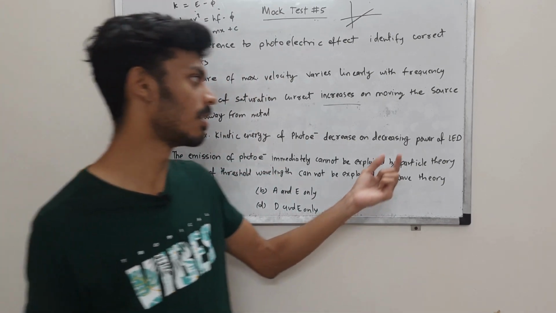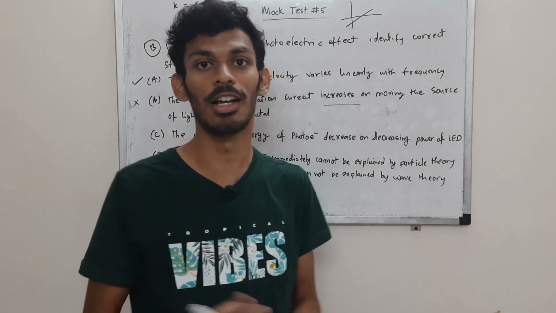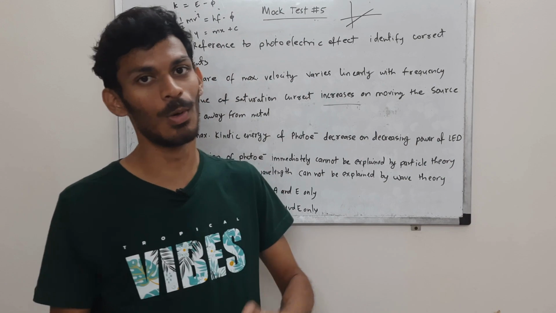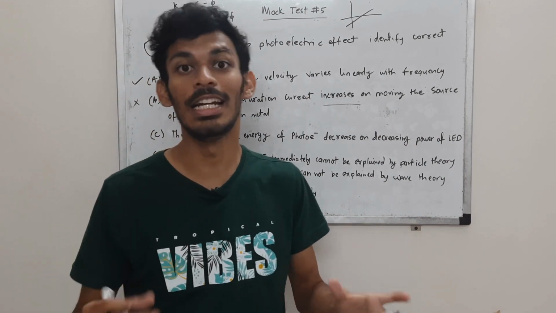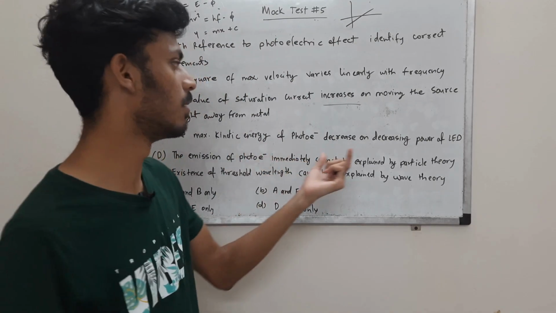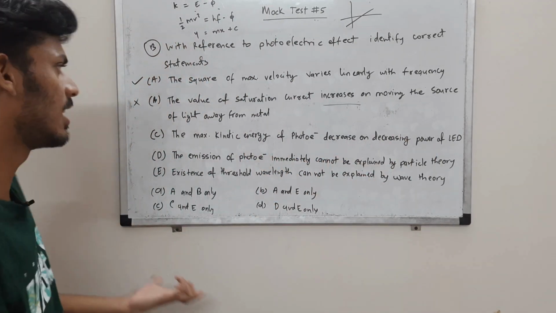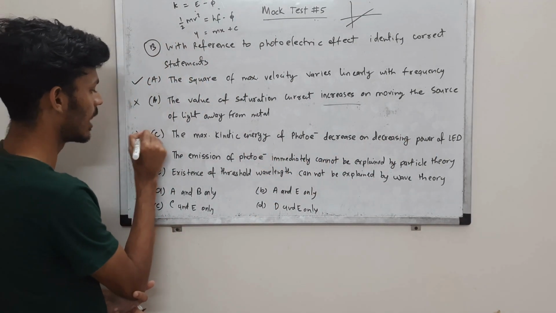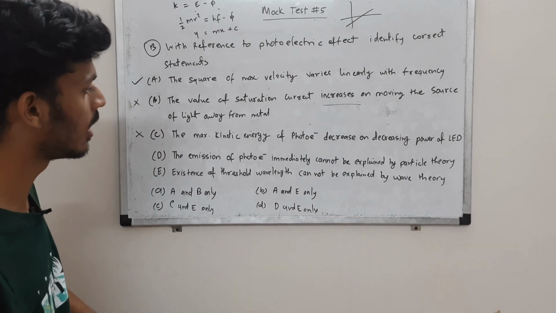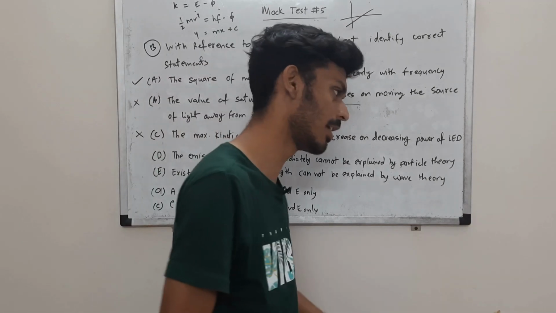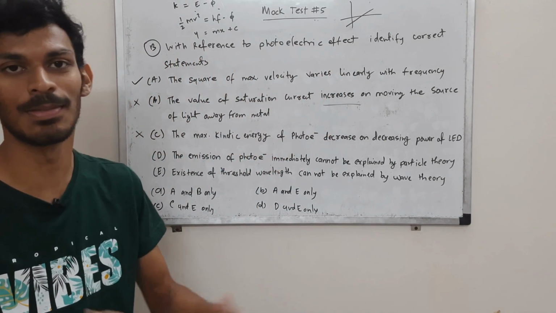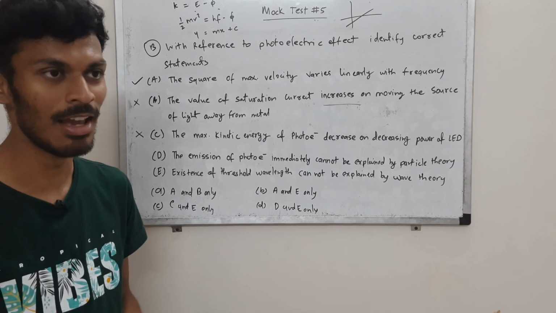So unless you change the color of the LED, suppose that time you change the wavelength or the frequency, only then the kinetic energy of the photoelectrons will change. If you change the power, it will only change the intensity, and intensity cannot change your kinetic energy, so this is also wrong. The emission of photoelectrons immediately cannot be explained by particle theory. This is false, right. Photoelectric effect is itself explained on the basis of particle theory.